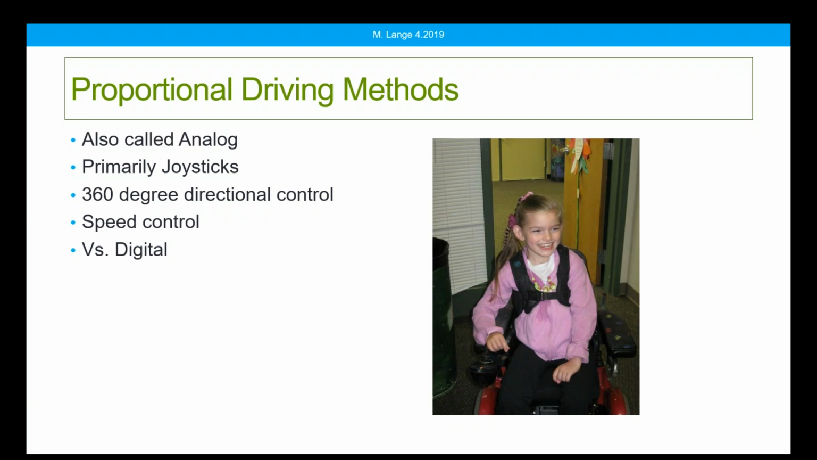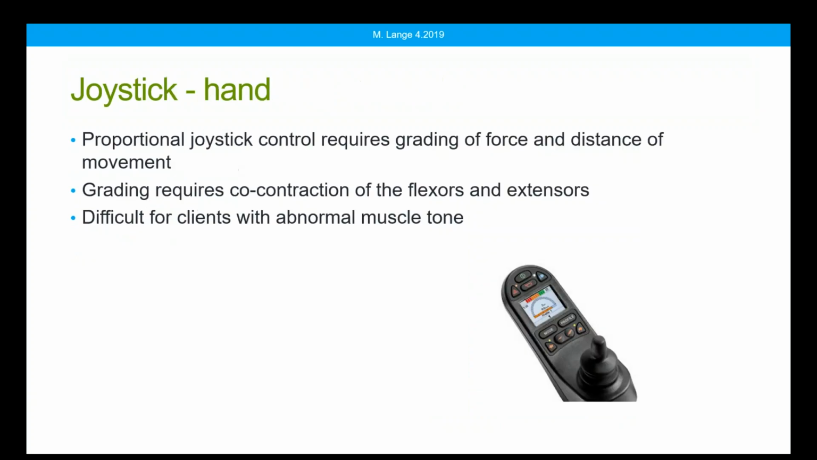Proportional controls provide 360 degrees of directional control. So if you can move that joystick in a circle, that's what the wheelchair will do. Proportional controls also provide speed control in that the farther the joystick is deflected from center, the faster the chair will move. Versus digital or non-proportional driving methods where we have typically a switch that represents each discrete direction that the chair can move in, and when that switch is activated, the speed of the chair is unchanged.